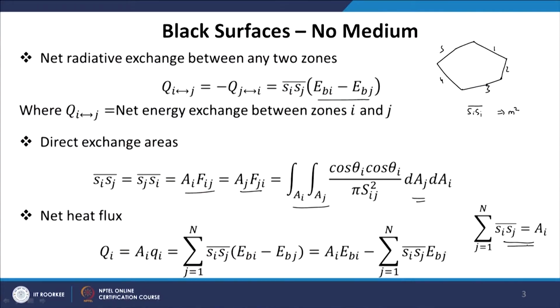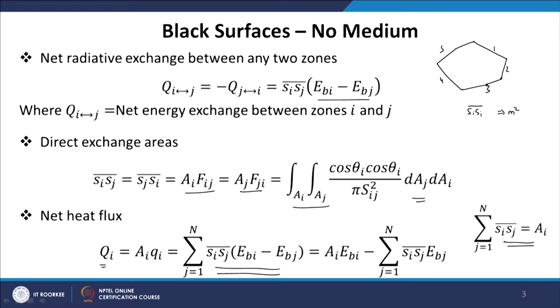Similarly, the summation rule applies to exchange areas also. So, summation for all the surfaces j equal to 1 to n, Sij is simply equal to area Ai, and net heat flux on surface i contains surface exchange with all other surfaces. So, we write summation j equal to 1 to n Sij (Ebi minus Ebj). So, that is radiative exchange between surface i and j, and we have integrated over all the surfaces j.